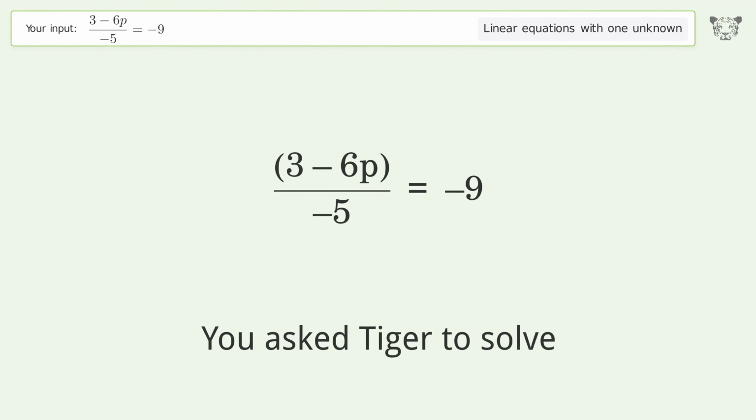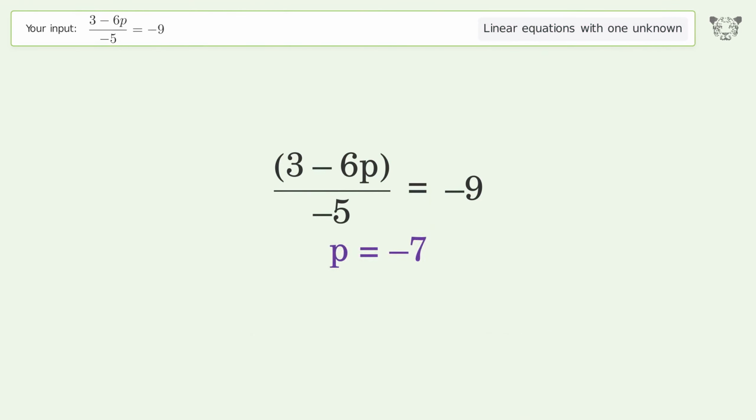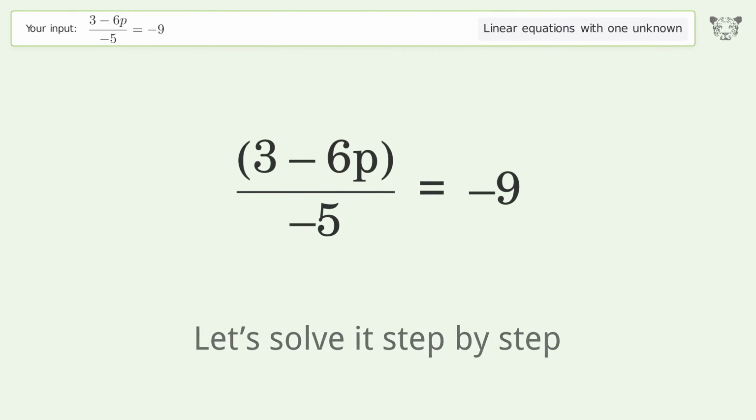You ask Tiger to solve. This deals with linear equations with one unknown. The final result is p equals -7. Let's solve it step by step.